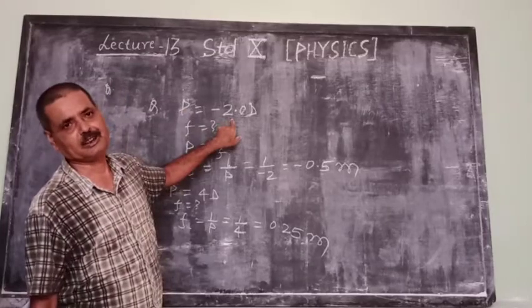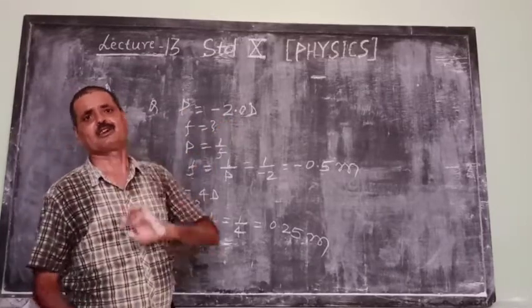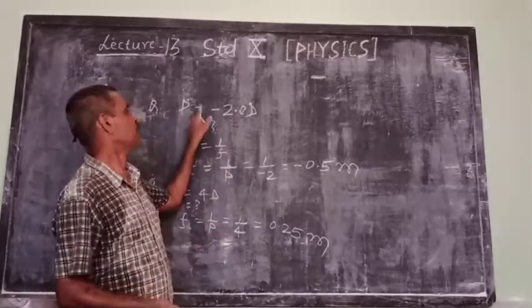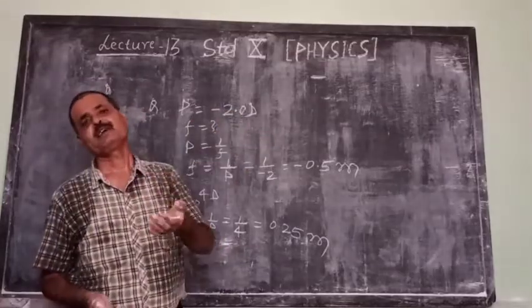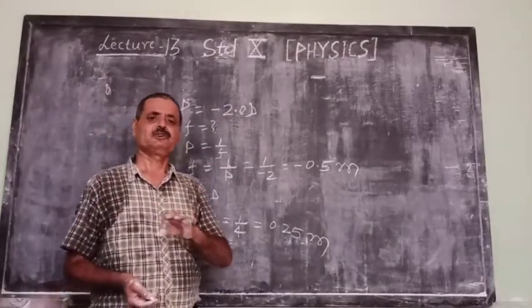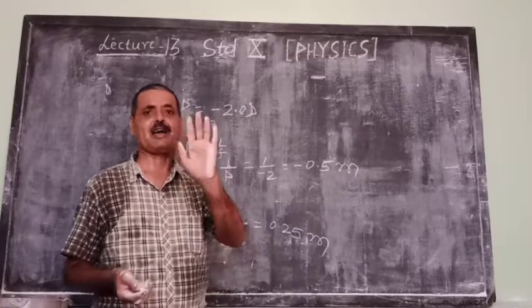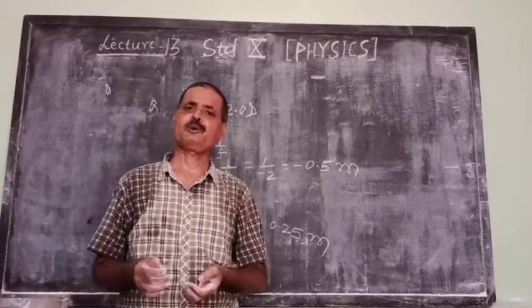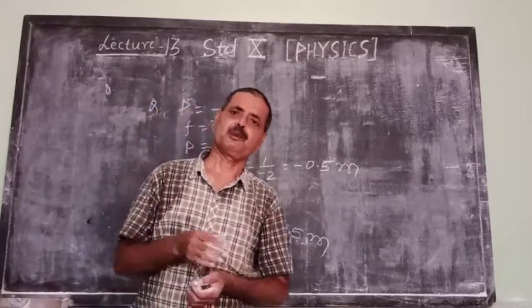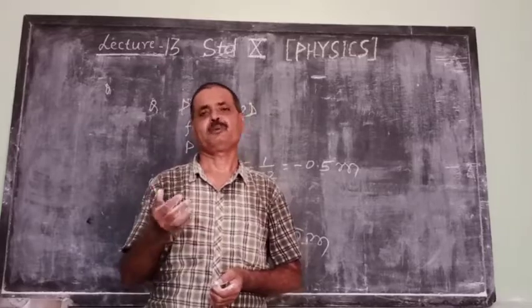If P is positive, it means the lens is convex, and if P is negative, the lens is concave. It is your duty to solve at least 5 numericals of your book, and if any problem you arrive at, I can easily solve. Okay, thank you.